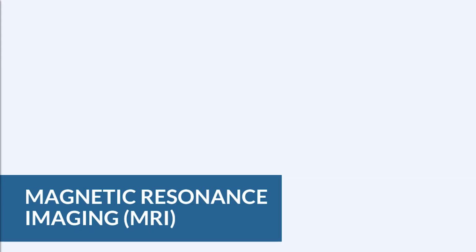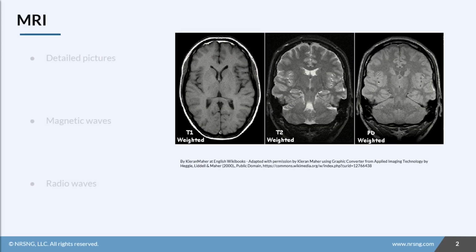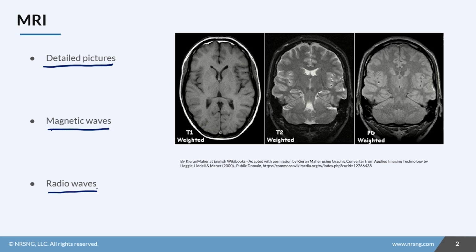Lesson about magnetic resonance imaging, or MRI. So the MRI creates detailed pictures. These are high-resolution pictures, and they're much more detailed than the X-ray or CT scan. It does this by using a magnetic field to realign the hydrogen atoms in the body, and then radio waves to cause them to make signals used for the pictures.